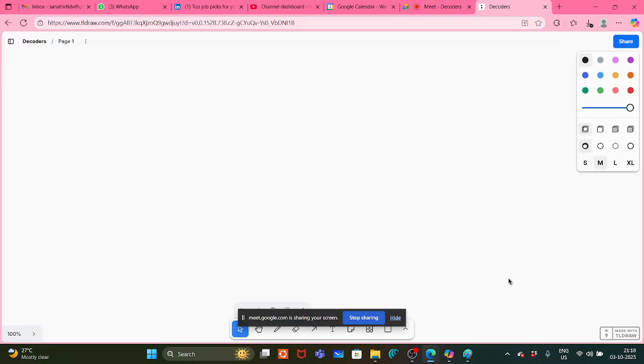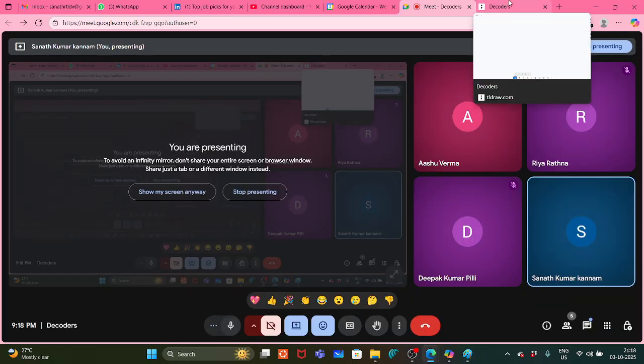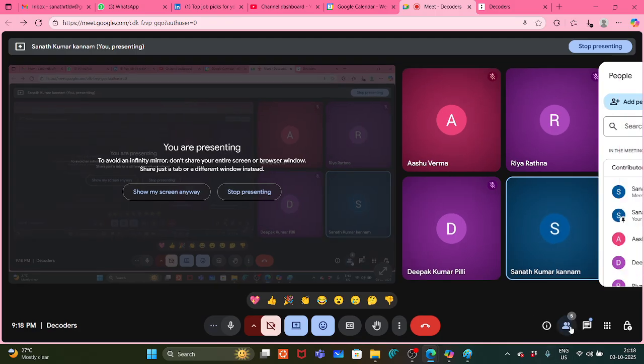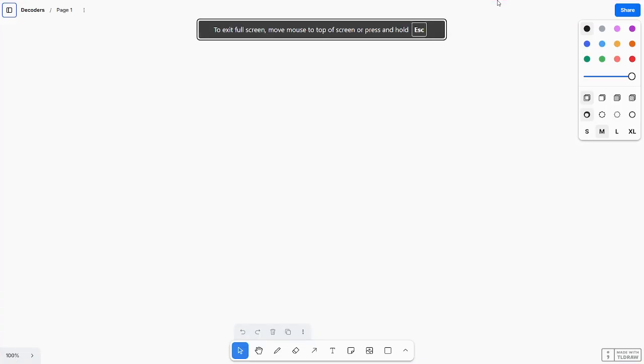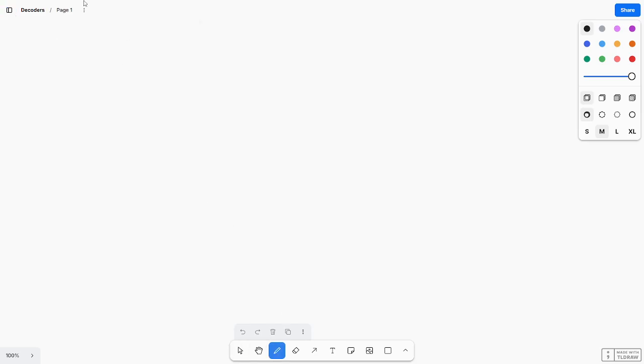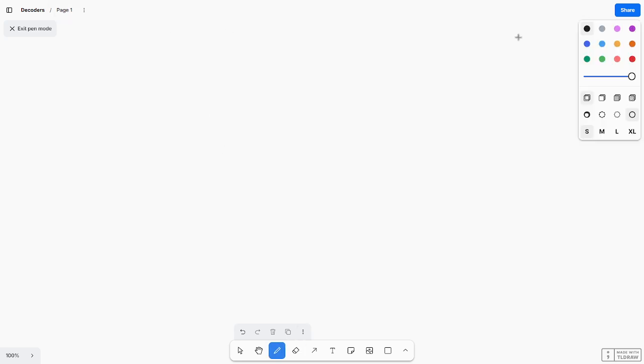So today we discuss decoders. What are these decoders? I think my screen is visible now. So here you see decoders. One second. So we'll see the decoders.